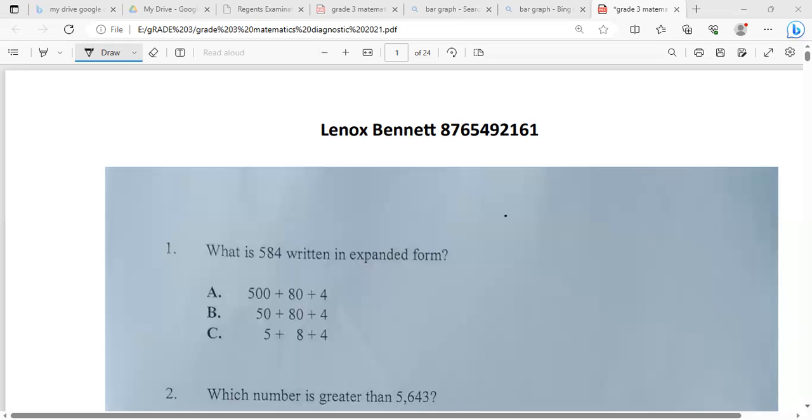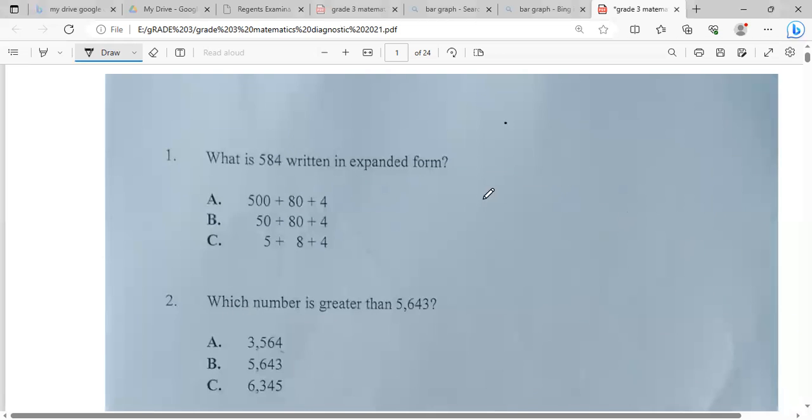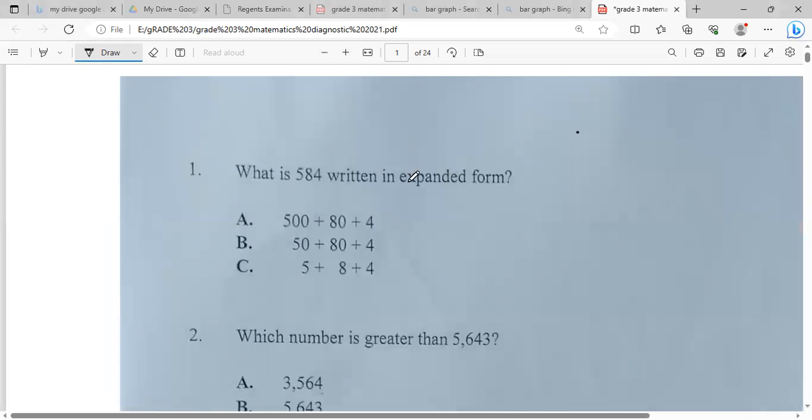All right, let's go through this paper. This will probably be part one of two. This one says, what is 5,084 written in expanded form? So all they want us to do is write it in expanded form. So write the value of 5, which would be 5,000, then 80 and 4 ones. So that would be A.